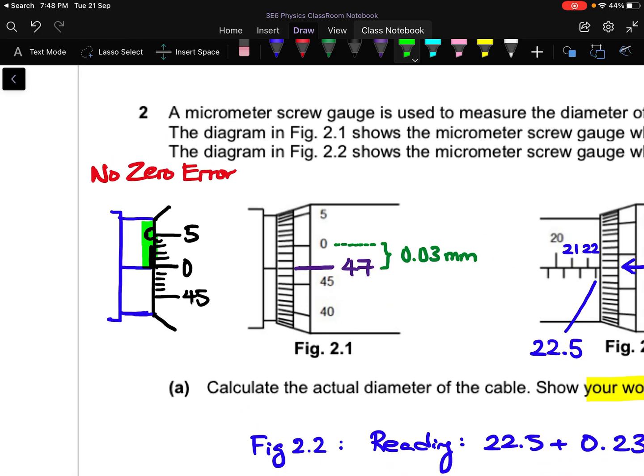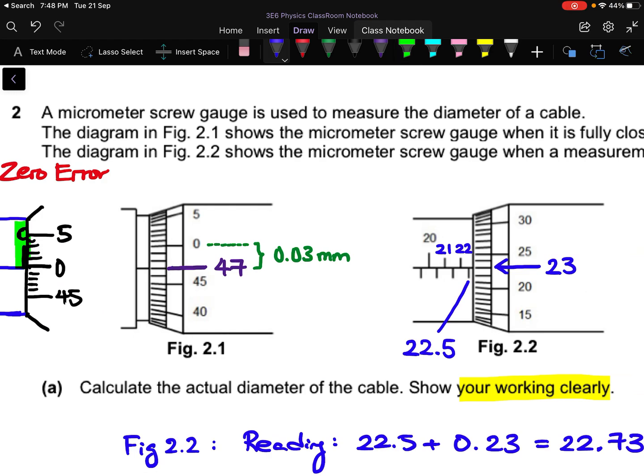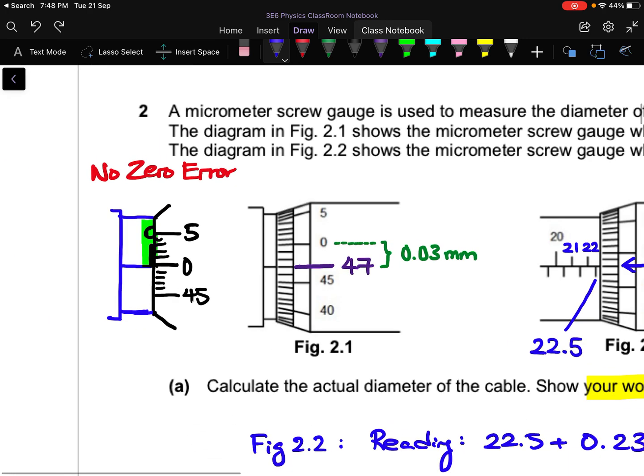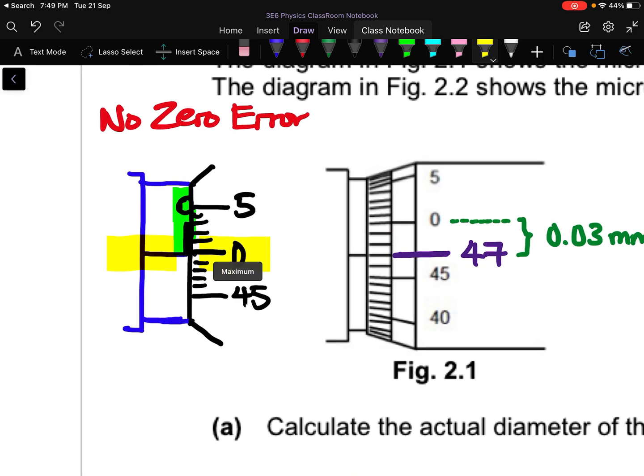What is this green color marking? Let's say this is not 20, but this is 0. This metal part will just nicely cover half of it. So that means over here you will see perfectly half the 0 coming out. And then you will also see that this datum line, maybe I use yellow, will coincide with this datum line. So this arrangement will tell you that there's no zero error.